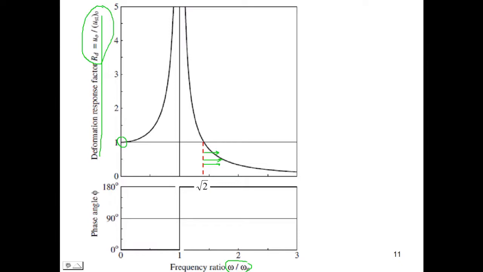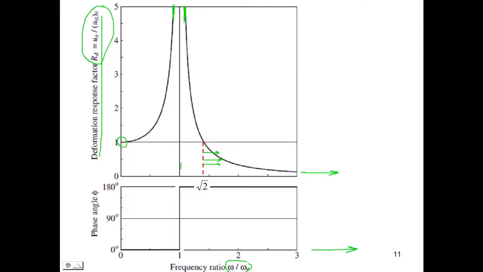As omega over omega n increases beyond the square root of 2, Rd becomes smaller and approaches 0 as the ratio of omega to omega n approaches infinity, implying that the vibratory deformation due to a rapidly varying force is very small. If omega over omega n is close to 1, in other words, omega is close to omega n, Rd is many times larger than 1, implying that the deformation amplitude is much larger than the static deformation.